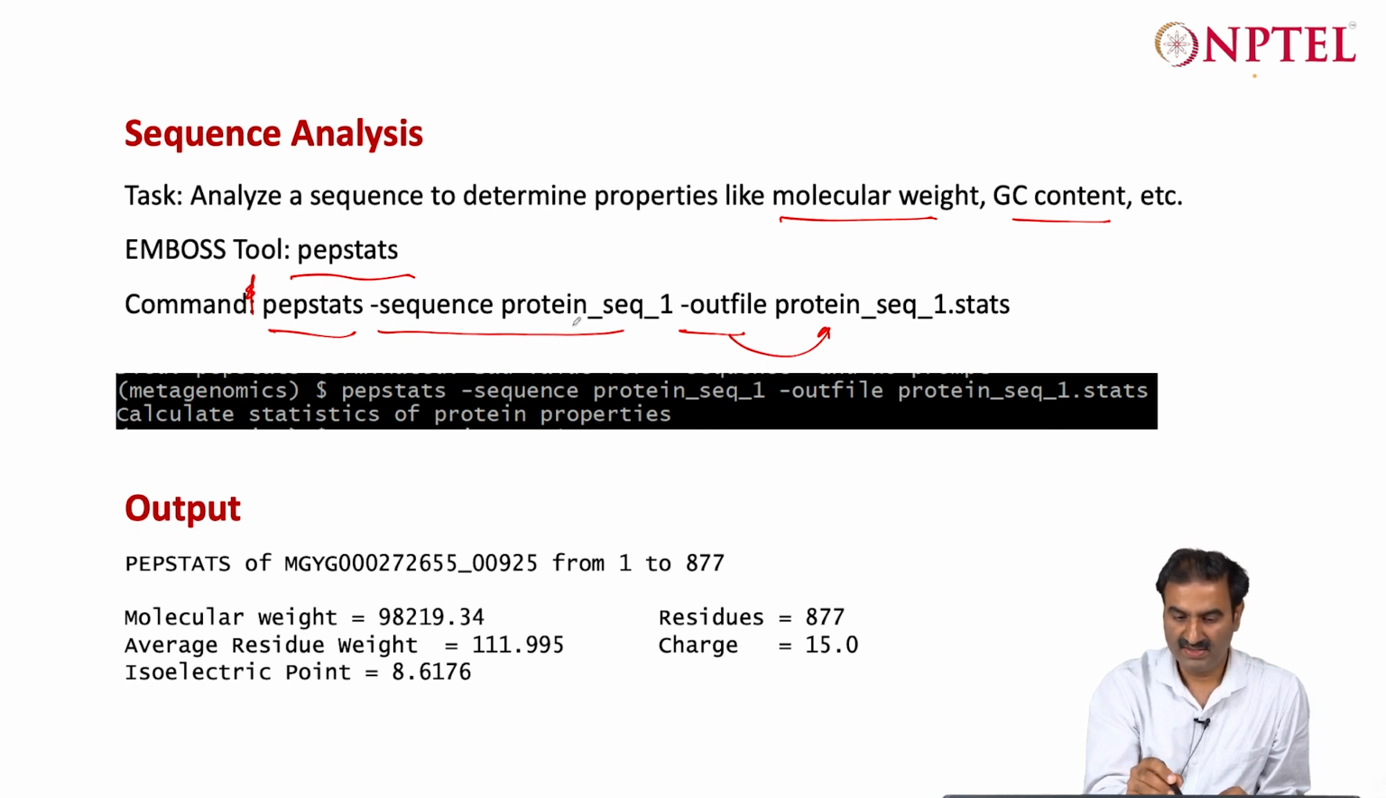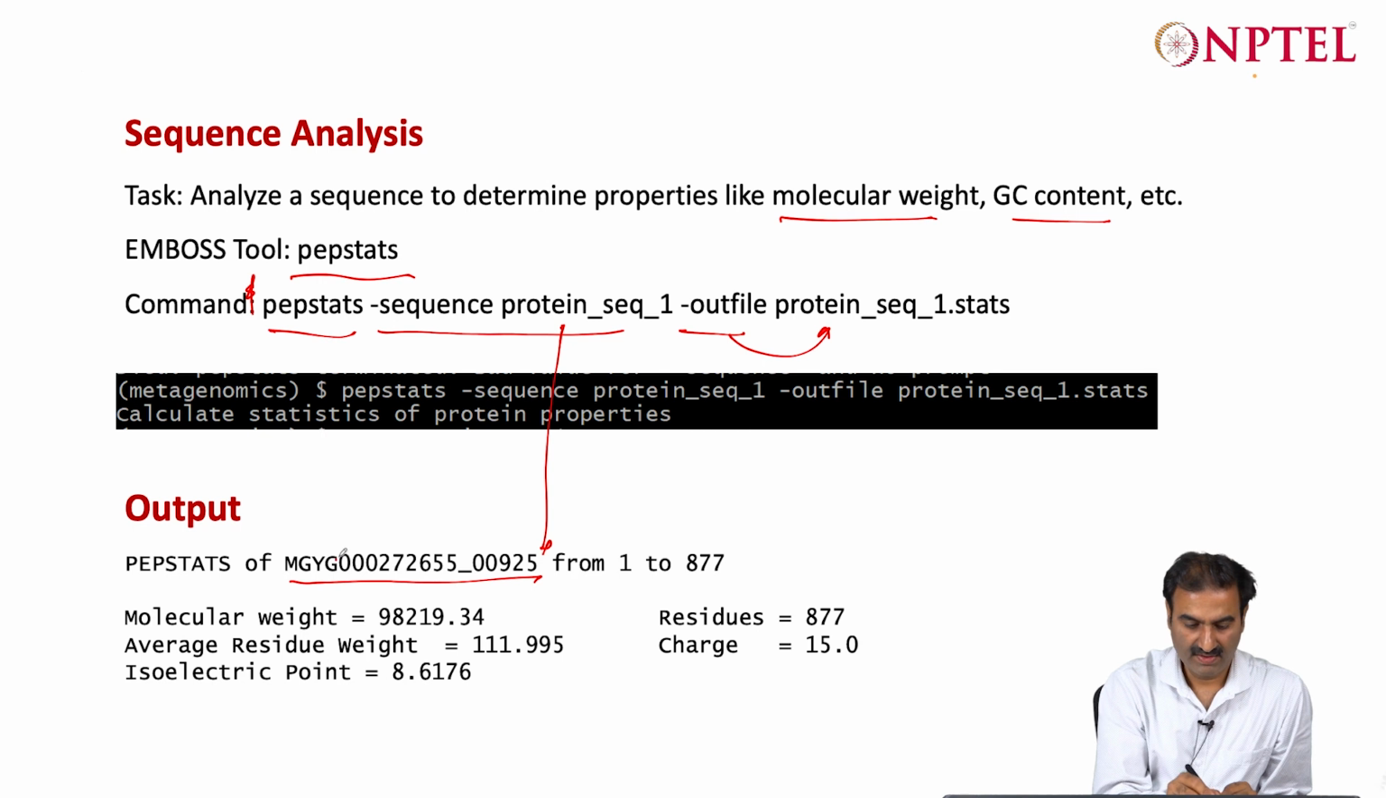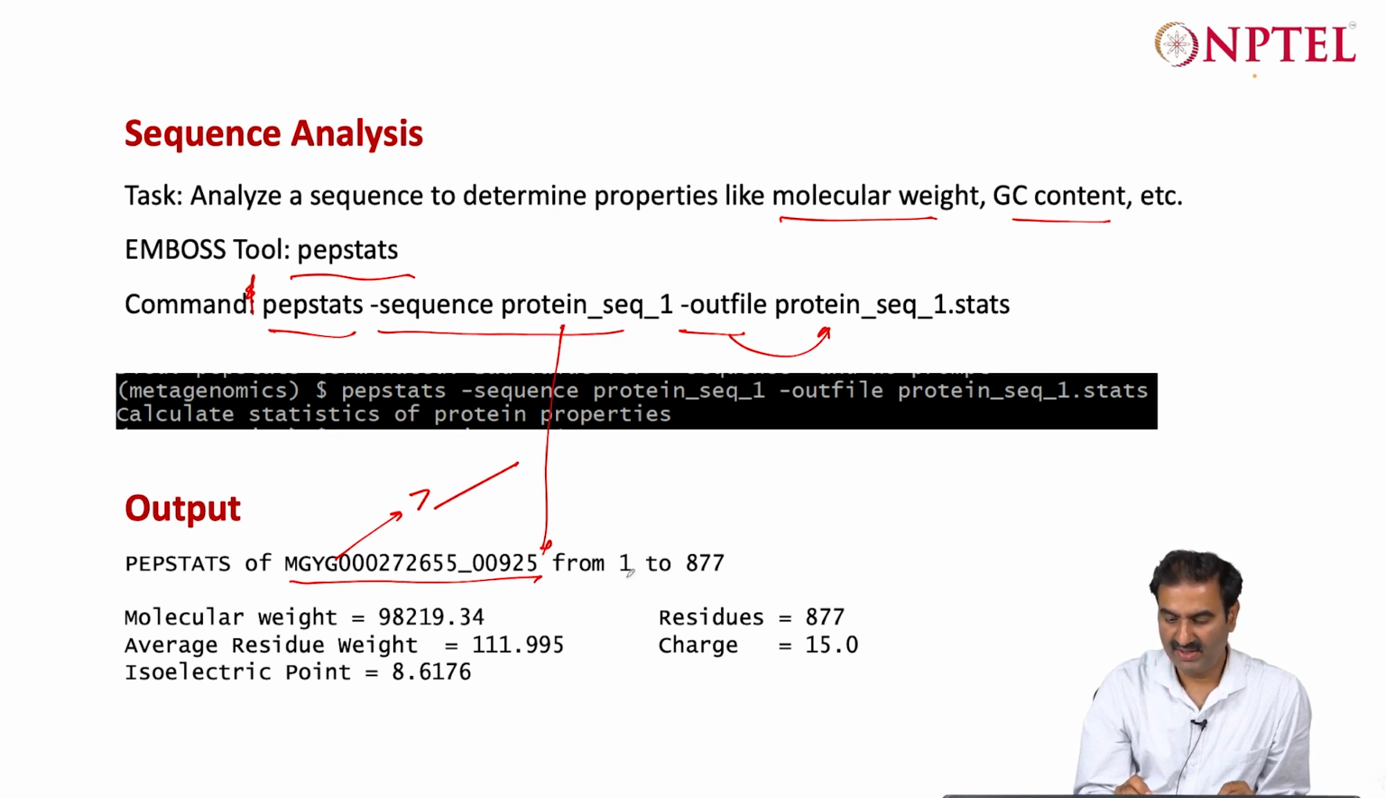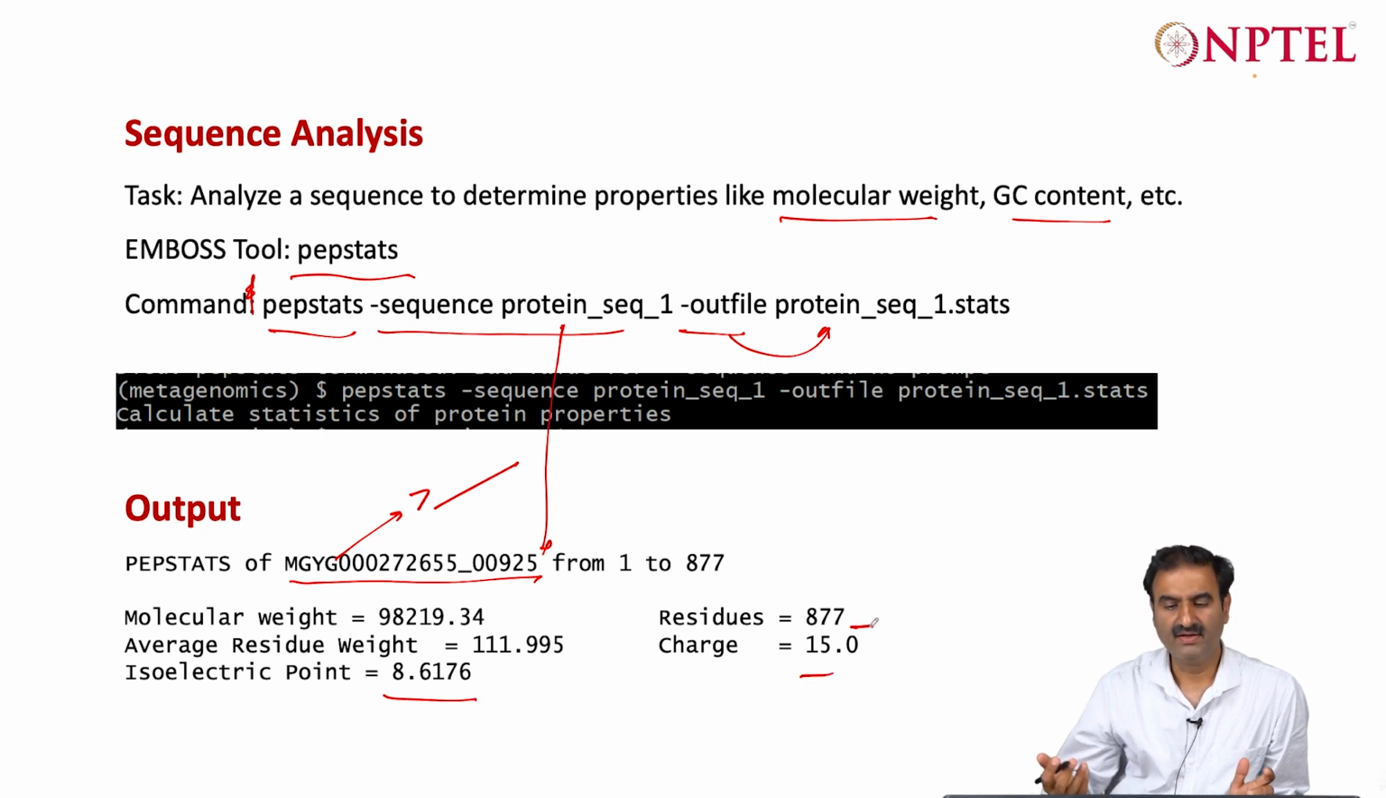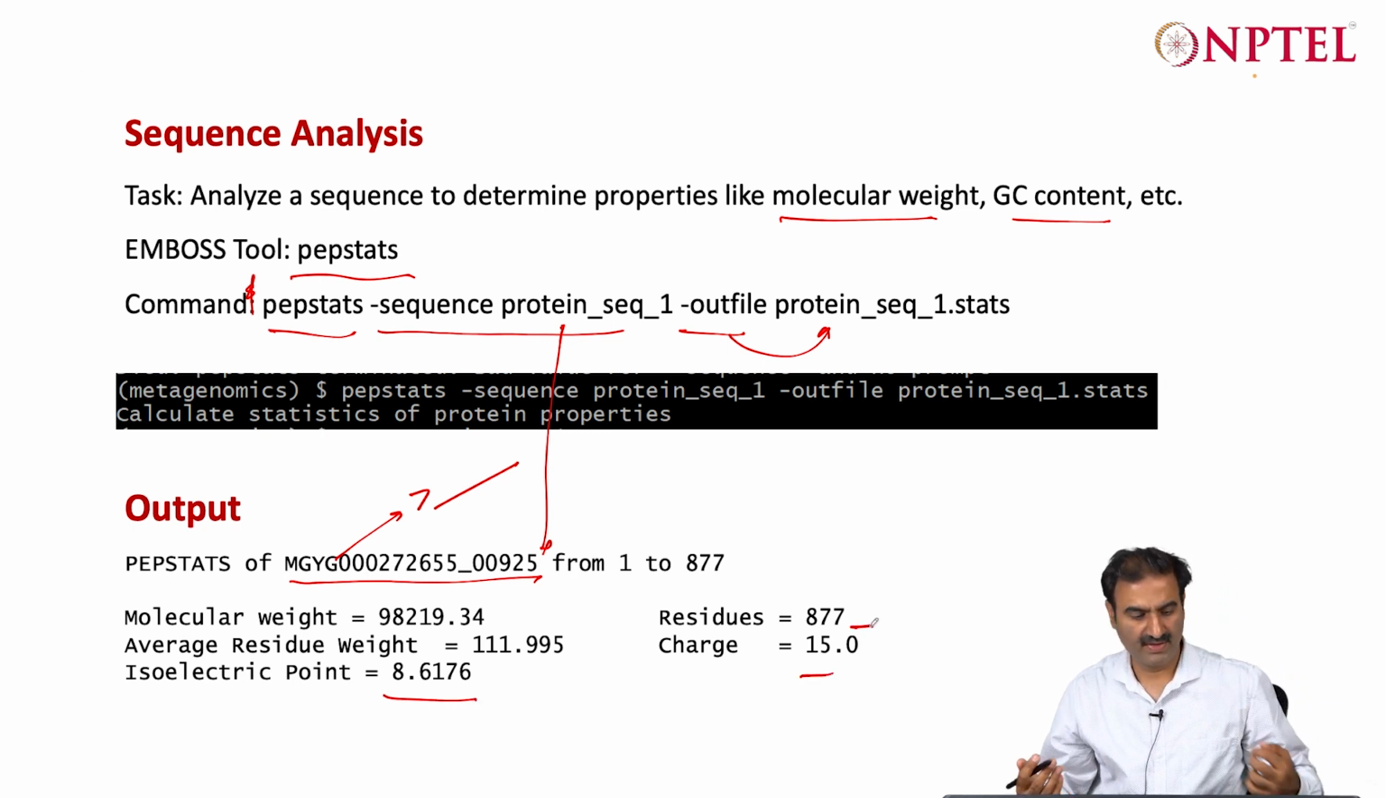So the sequence that was inside this file had a header this MGYG and this. So basically the sequence was greater than and this sequence. The annotation line contained this header in this file. It had 1 to 877 characters. So it found the molecular weight, average residue weight, isoelectric point, charge and other statistics for that protein.